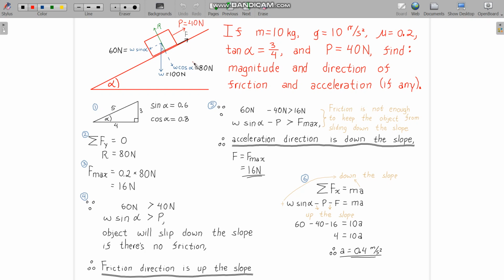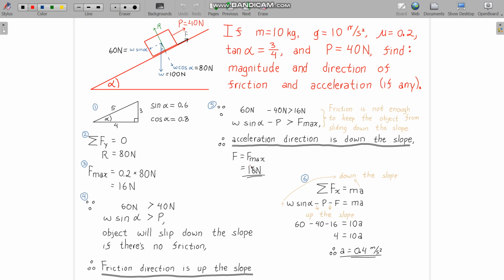And now, since 60 minus 40 is 20, which is bigger than 16, this means the friction, which is 16, is not strong enough to keep the object from sliding down. So this means the object will be accelerated down the slope. So the acceleration direction is down the slope. The friction magnitude is the maximum possible, 16.